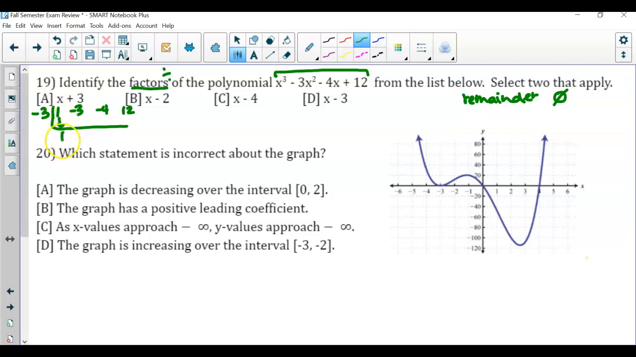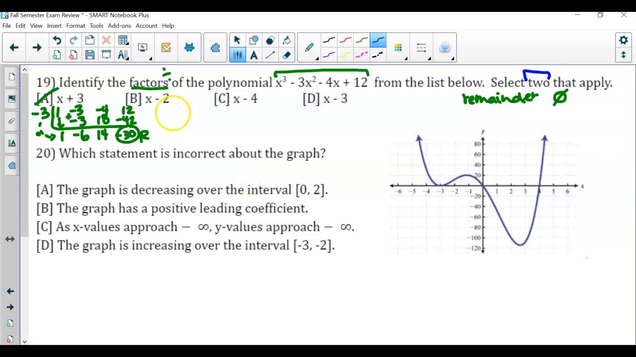Then I'm going to bring down 1, and then always multiply below the line. Negative 3 times 1, negative 3. Then add above, you get negative 6. Then here again, multiply, you get 18, but add to get 14. Then here, negative 42, you have a remainder of negative 30. But in order for it to be a factor, it has to have a remainder of 0. So A is not a factor. Now keep in mind, we're selecting 2 that apply. I forgot to mention that here, so take note of that.